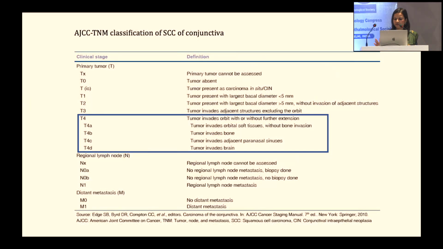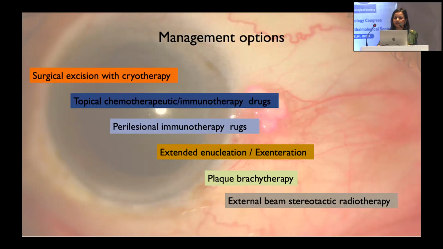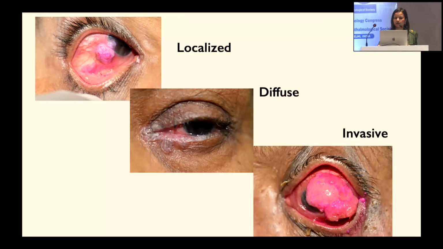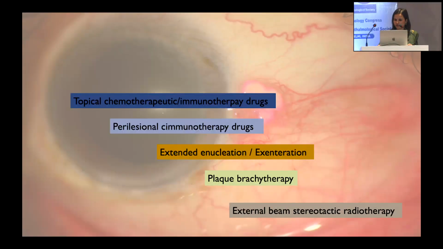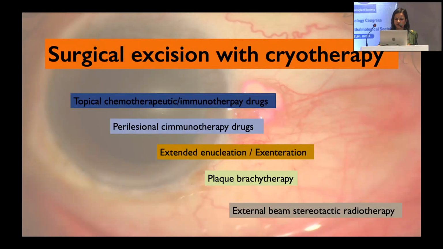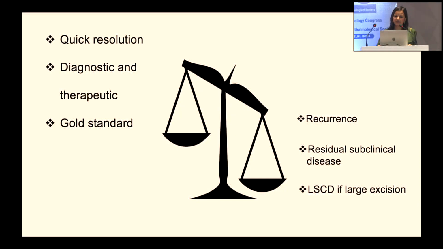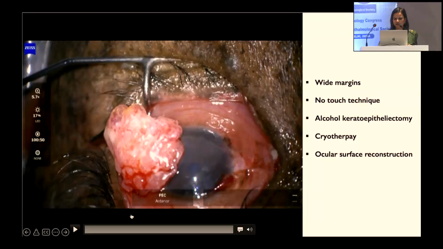This slide I've just put for the AJCC TNM classification that you should keep in mind. And the management options are many, but it all depends on whether the lesion is localized, diffuse or invasive, whether you have to go for a surgical excision, or we have magic drugs like interferon in our hand, plaque brachytherapy, and even exenteration or enucleation, which might have to be resorted to. So surgical excision is quick, it is diagnostic and therapeutic, and it is in fact the gold standard.